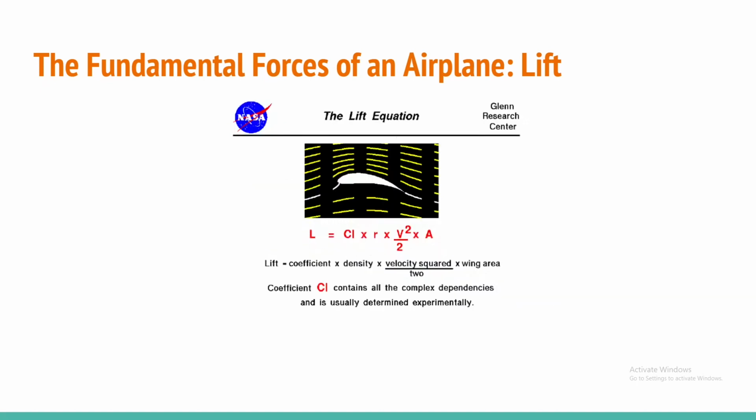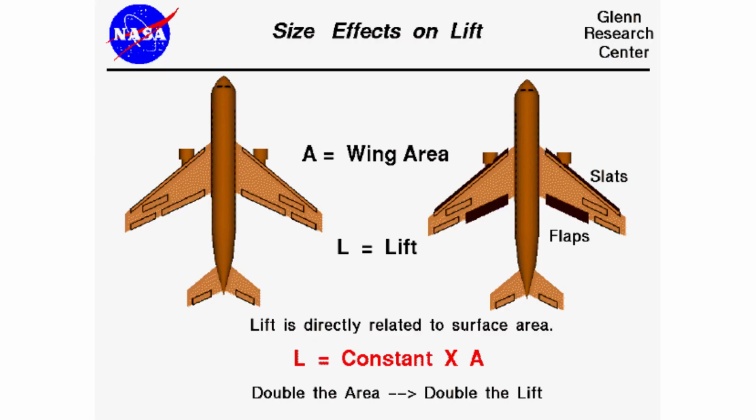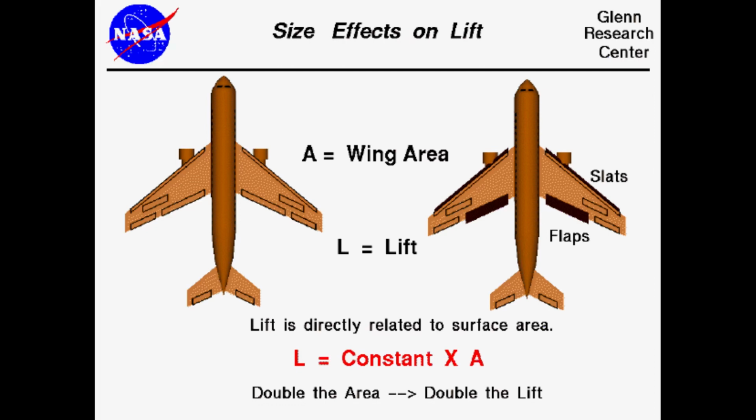Now, the equation for lift is that the force is equal to the angle, the wing shape, times 1/2 density times velocity squared times the wing surface area. The most important one of these variables is area, because increasing the area of a wing of an airplane will directly increase the force of lift.